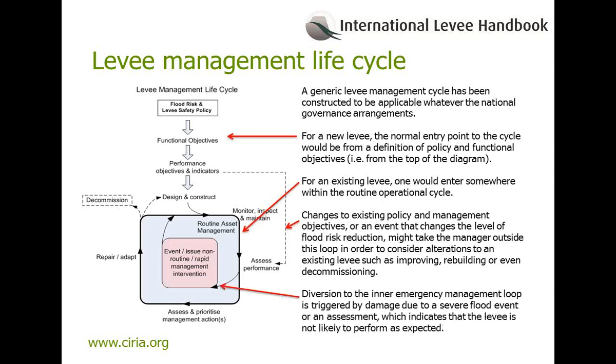In all cases, diversion to the inner emergency management loop is triggered either by damage due to a severe flood event or as a result of an assessment indicating that the levee is not likely to perform as expected.